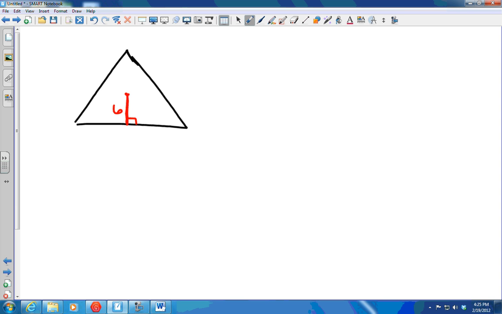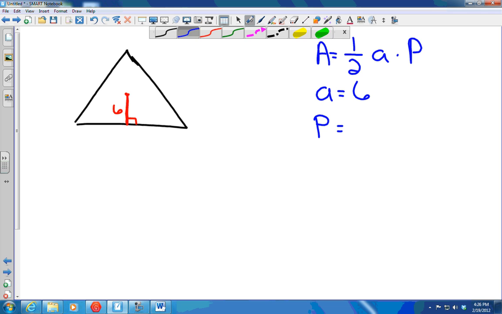So we have an apothem of 6, and let's see how that fits into our formula. The formula for the area of a regular polygon, any regular polygon, is 1/2 apothem times the perimeter. We already know our apothem is 6. We want our perimeter, so we need to find the side lengths here.